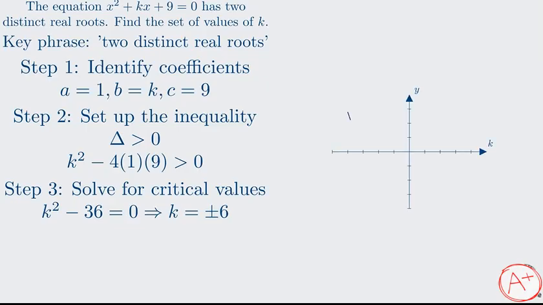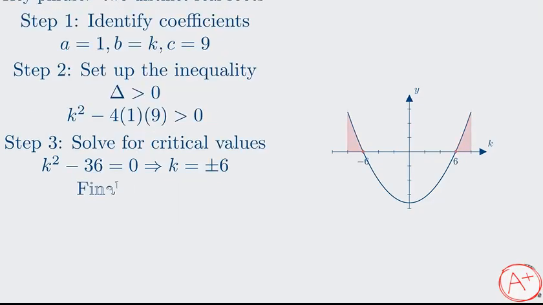Now, we must be careful. This is a quadratic inequality in terms of k. Since k squared is positive, the parabola opens upwards. We want the regions where the curve is above the axis. Many students lose marks by writing this as a single inequality. Because the regions are separate, you must write them as two distinct inequalities.